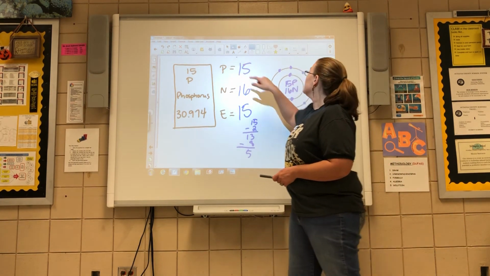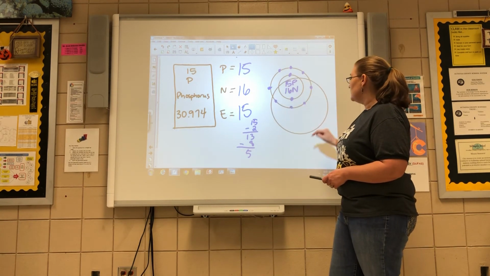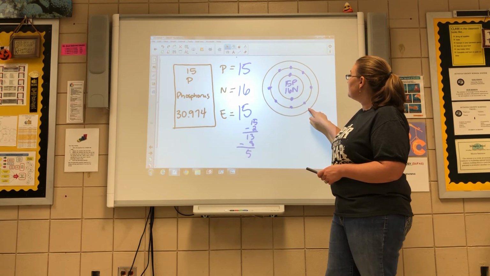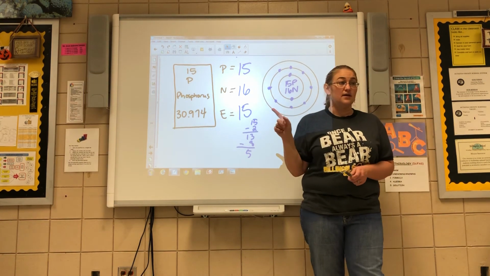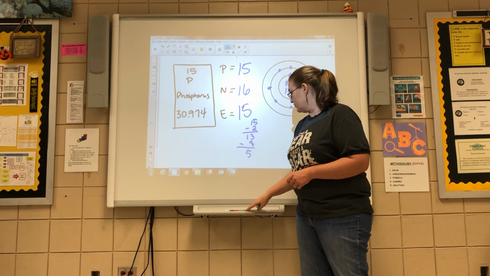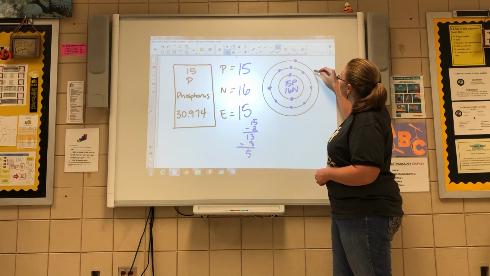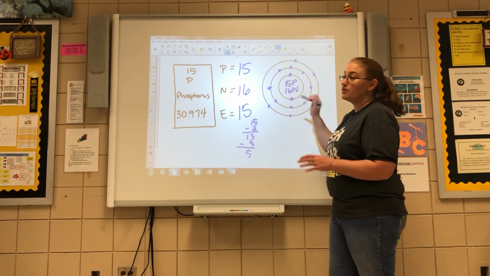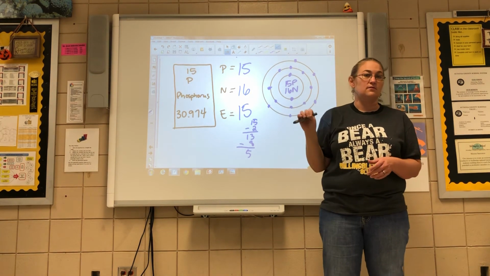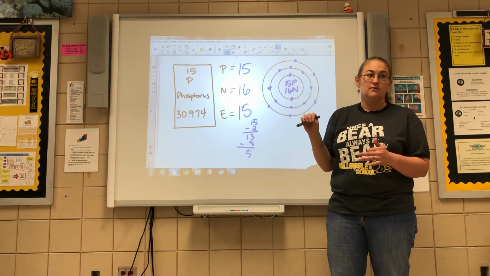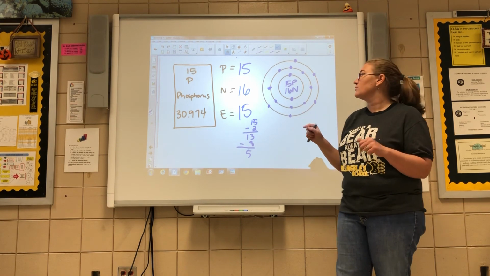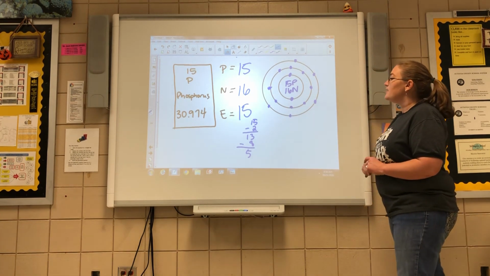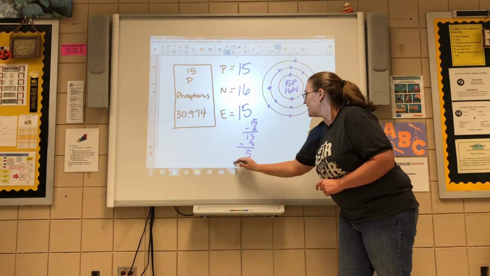So I need another circle. I'm going to move this over here. Can 5 fit on that circle? Yes. So I'm going to put 1, 2, 3, 4, 5. We're not going to go past the third layer in this class. There are 7 total, but we're going to stop at the third with our drawings. Minus 5, that gives me 0.